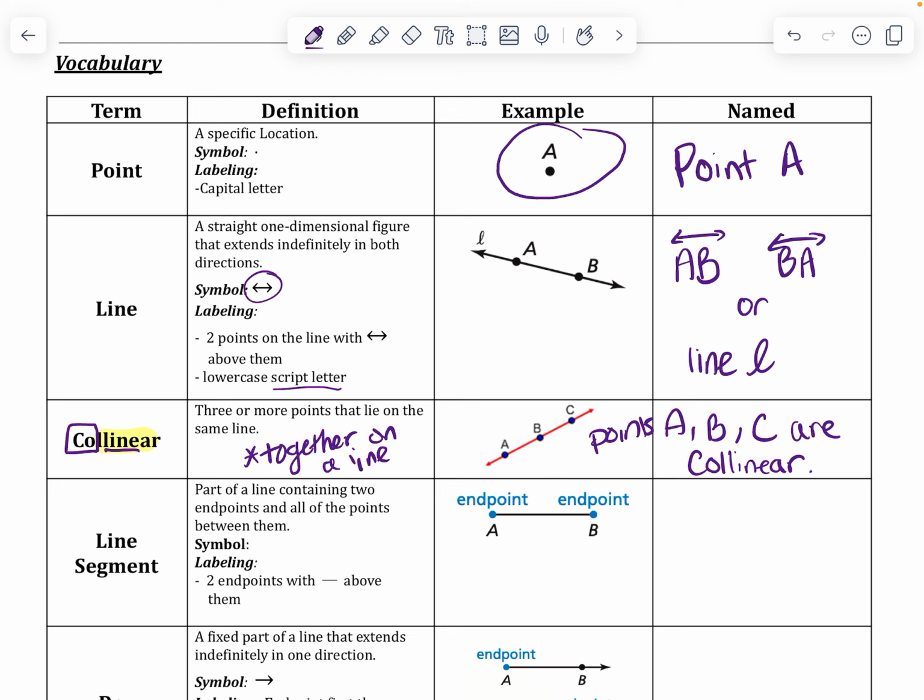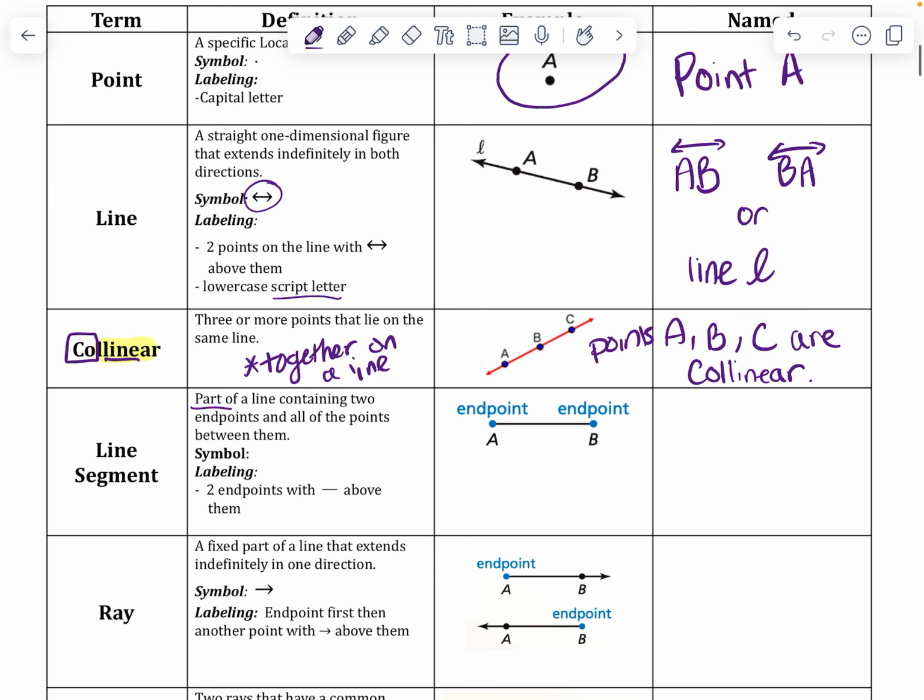Now, a line segment is part of a line containing 2 endpoints and all of the points in between them. It's similar to a line notation, but you use just this symbol. So you'd write it as segment AB, or you can write it as segment BA. Notice it doesn't have the arrows on the ends because lines go on forever and segments have endpoints.